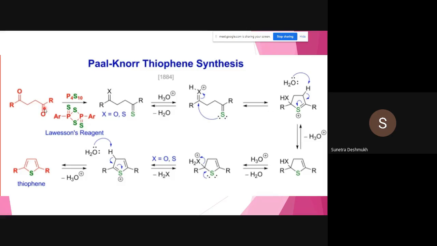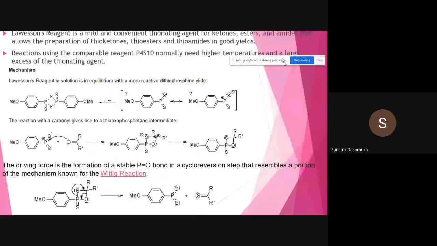But this first step, the reaction of Lawesson's reagent with this 1,4-dicarbonyl compound, we will see now, how these things react and how they form. Here, Lawesson's reagent is a mild and convenient thionating agent for ketones, esters, and amides.